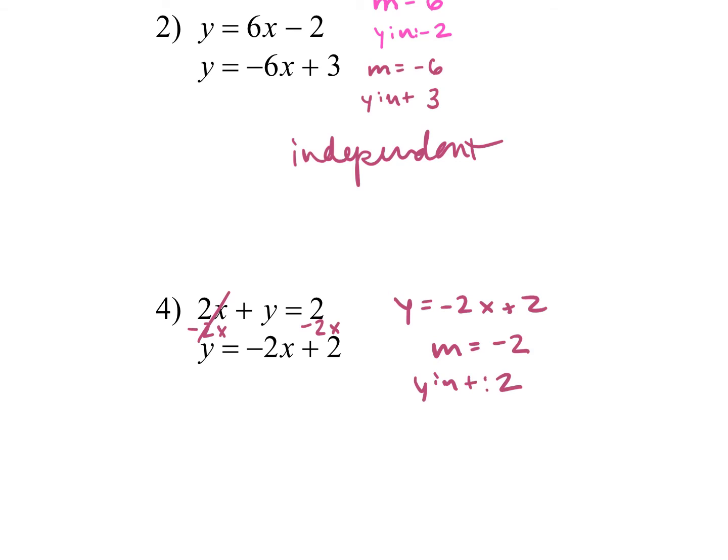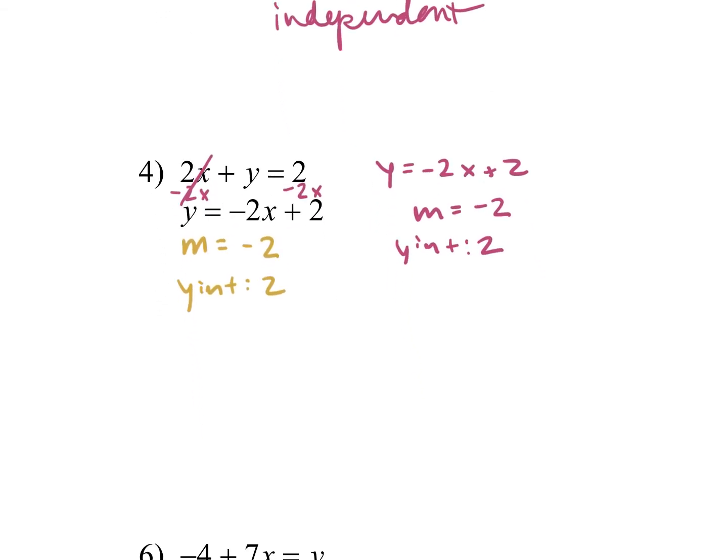Now in the second one, is it already in slope-intercept form? Yep. So what's my slope? -2. And what's my y-intercept? 2. Are my slopes the same? And are my y-intercepts the same? So what is it when it's same, same? Dependent. Any questions here?